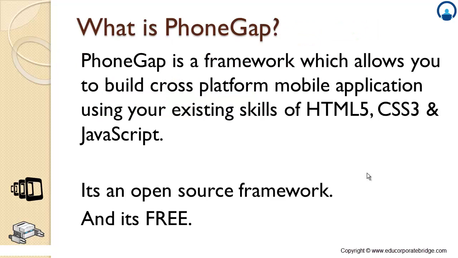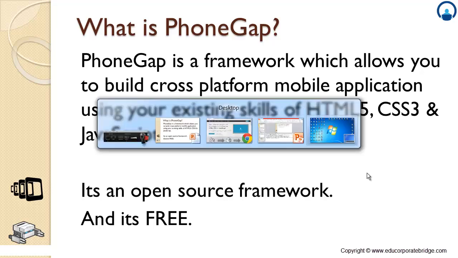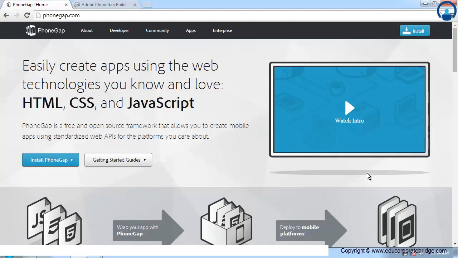What is PhoneGap? PhoneGap is a framework which allows you to build cross-platform mobile applications using your existing skills of HTML5, CSS3 and JavaScript. It's an open source framework and it's free. What PhoneGap does is take your web application and render it within a native web view. The web view is a native application component that is used to display web content within a native application. The web application running inside this container is just like any other application that will run within a mobile browser.